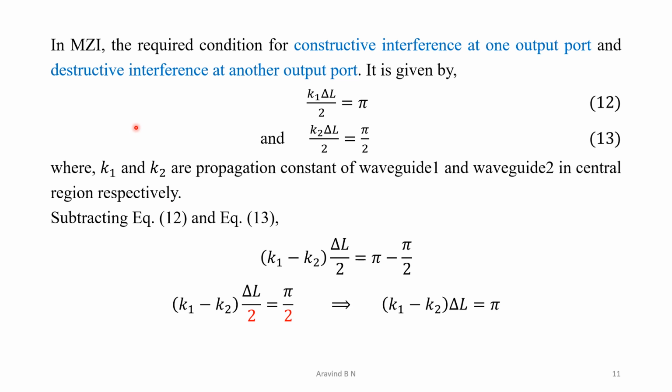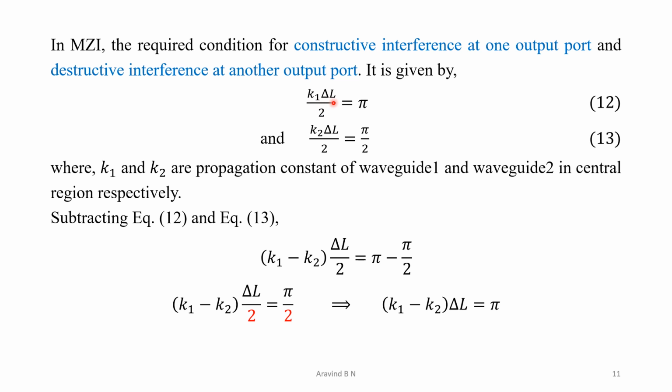Okay, so now coming to the almost last part of the realization. In MZI, it is required to have constructive interference at one output port and destructive interference at the other output port. Now we are going to realize that these two are realized by these two expressions, that is equation 2 and equations 12 and 13.